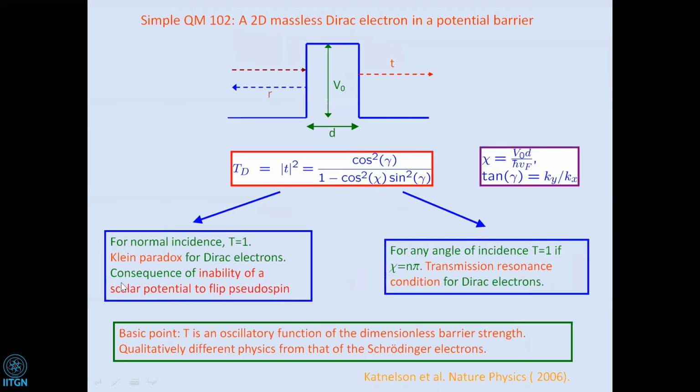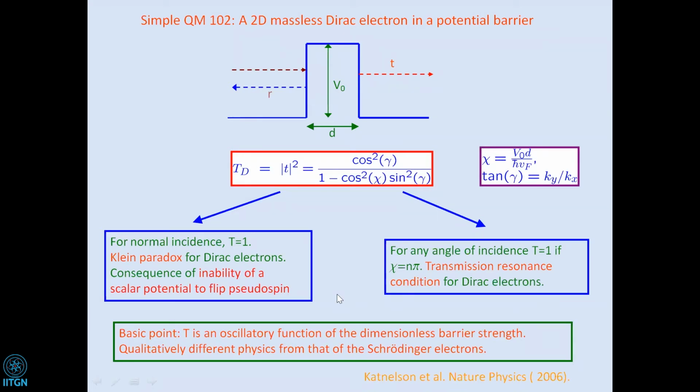Okay. So this is the explanation of this Klein paradox. The second thing which is interesting, and this is another property of these Dirac fermions in 2D, is that if you put in chi equal to n pi, that is, if your dimensionless barrier strength is an integer multiple of pi, your transmission again becomes 1, and this is called the transmission resonance condition for Dirac electrons.